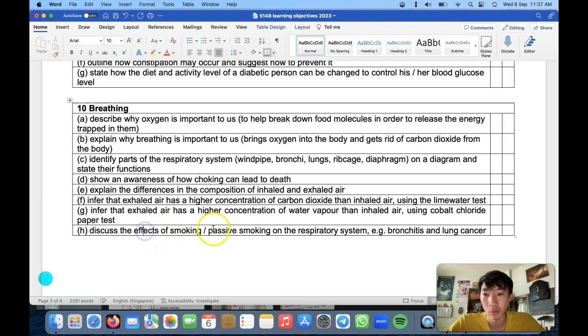Now we discuss the effects of smoking and passive smoking on the respiratory system. Very obviously, smoking contains a lot of harmful chemicals. For example, nicotine. Nicotine will get you addicted, and you need to maintain that level of nicotine. Then there are other substances like carbon monoxide. Carbon monoxide blocks your red blood cells from carrying oxygen, so you feel very weak all the time. You run a bit and feel like panting because you do not have enough oxygen in your body, because your red blood cells have been blocked by the carbon monoxide.